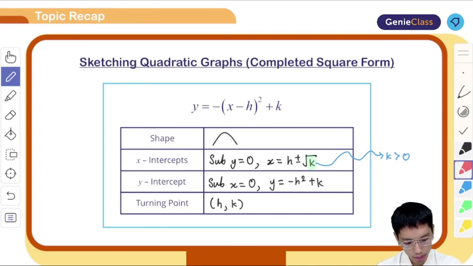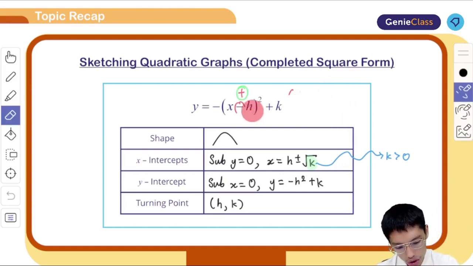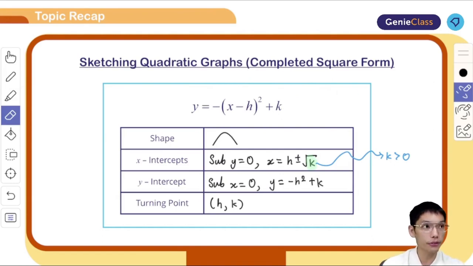But take note, I want to remind most of you, if it's a plus, it will be a minus h and k. That is if it's a plus. So take note. Now let's move on to your next few bubble questions.